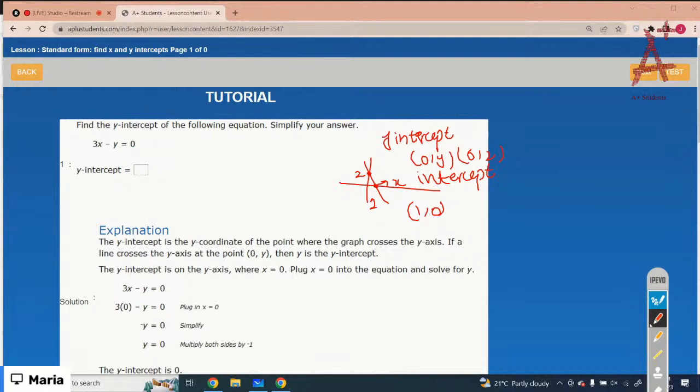Okay, find the y-intercept of the following equation. So we have to find the y-intercept of the equation. For the y-intercept, you need to put x equals 0 in the equation. Whenever you have to find the y-intercept, just put x equals 0 in the equation.